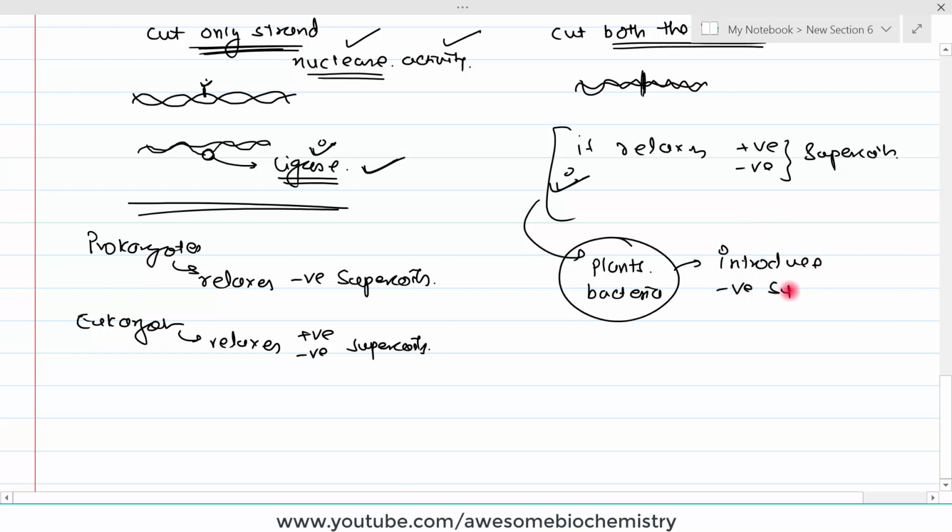negative supercoiling. So what is the advantage of introducing negative supercoiling in any DNA? Remember, whenever negative supercoiling is added, it is easier for the DNA to separate or convert into single stranded DNA. So this introduction of negative supercoiling in plants and bacteria seems to facilitate future DNA replication. Why? Because the negative supercoils neutralize the positive supercoils introduced during the opening of the double helix. So that is the advantage in certain plants and bacteria.